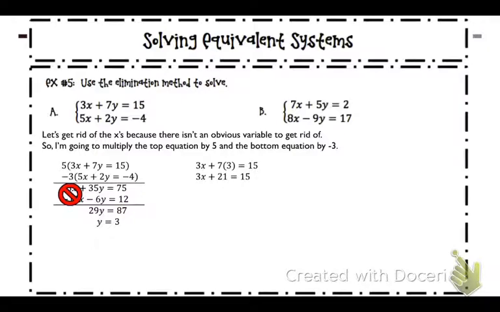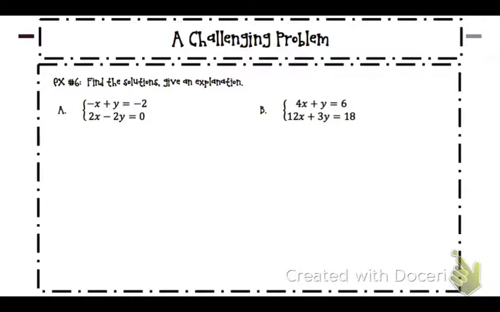Okay, so then you just solve this. 3x plus 21 equals 15. Subtract the 21. 3x equals negative 6, so x equals negative 2. Your answer here is (negative 2, 3). And we're done. Okay, we're not going to do B.